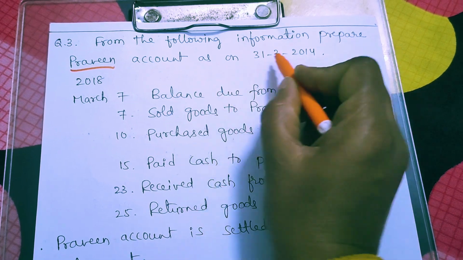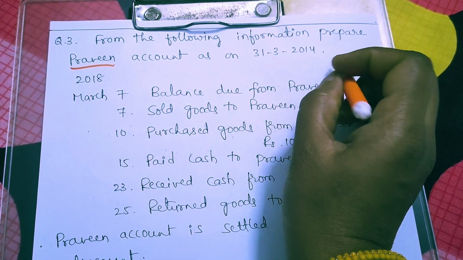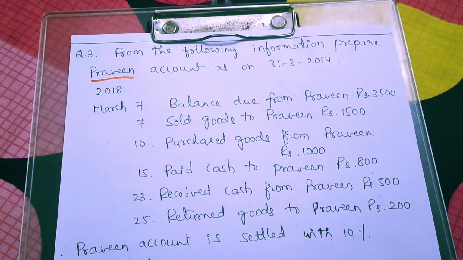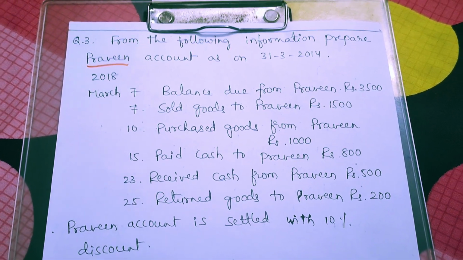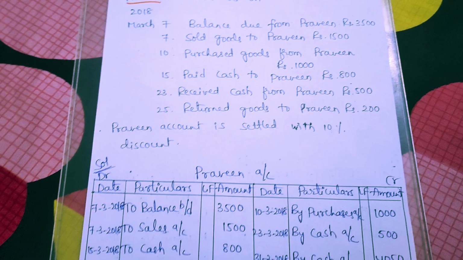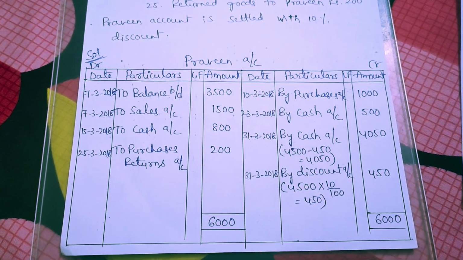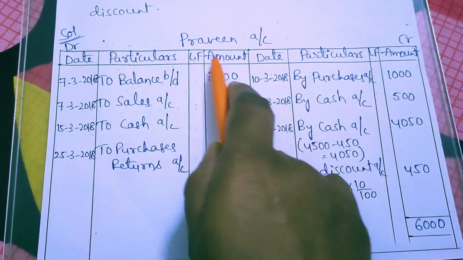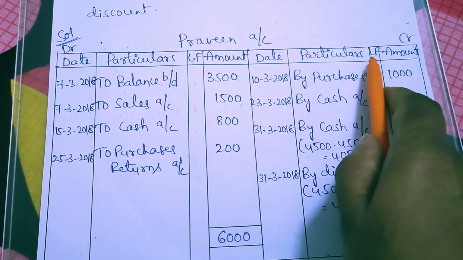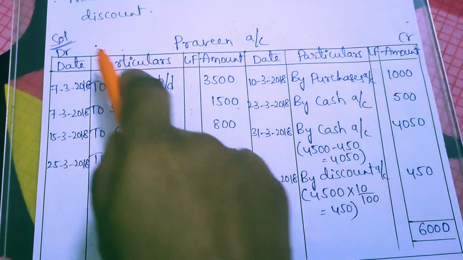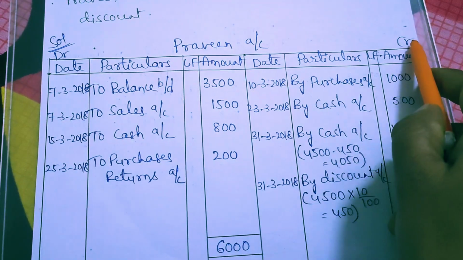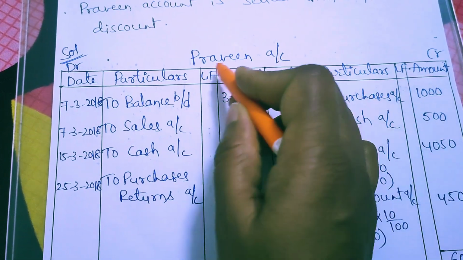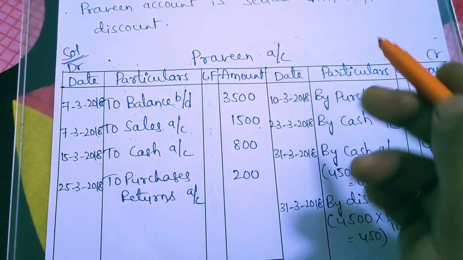Here, as on 31st March 2014, the date is also mentioned, but first of all, whenever we are going to prepare any account, we have to draw columns. Format is compulsory. I have shown in the previous problems what the format is. So you have to draw columns like this: date, particulars, LF, amount. These are the columns. DR on the left side at the top, CR on the right side at the top. In the middle at the top, you have to mention the name of the account. Praveen account, I recorded here.